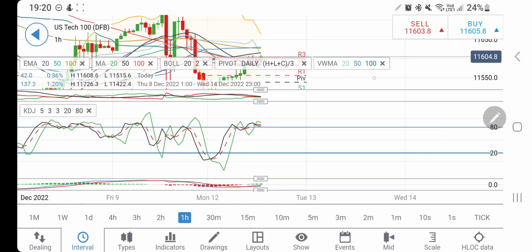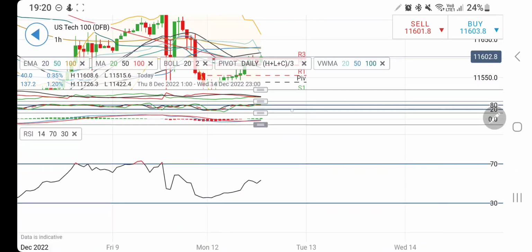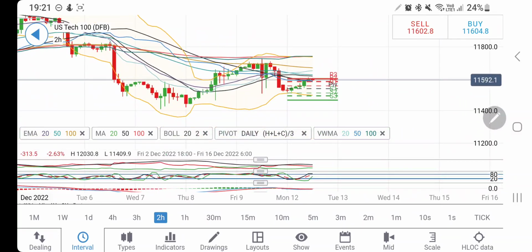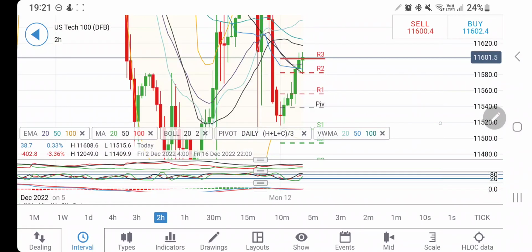Stochastic on the hourly charts is overbought here. The MACD is divergent and bullish here on the Nasdaq 100. RSI is looking upwards, indicating a little strength there. And if you look at the 2-hour charts, see the candle. If you look at the lows of this candle, 11,580 provided it a support, 11,610, 620 is providing it a resistance.